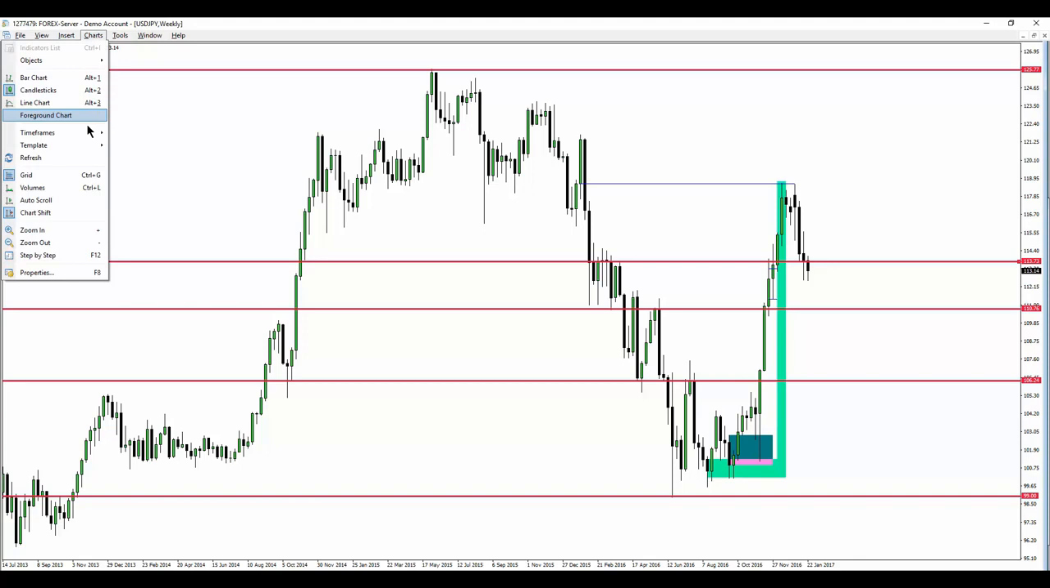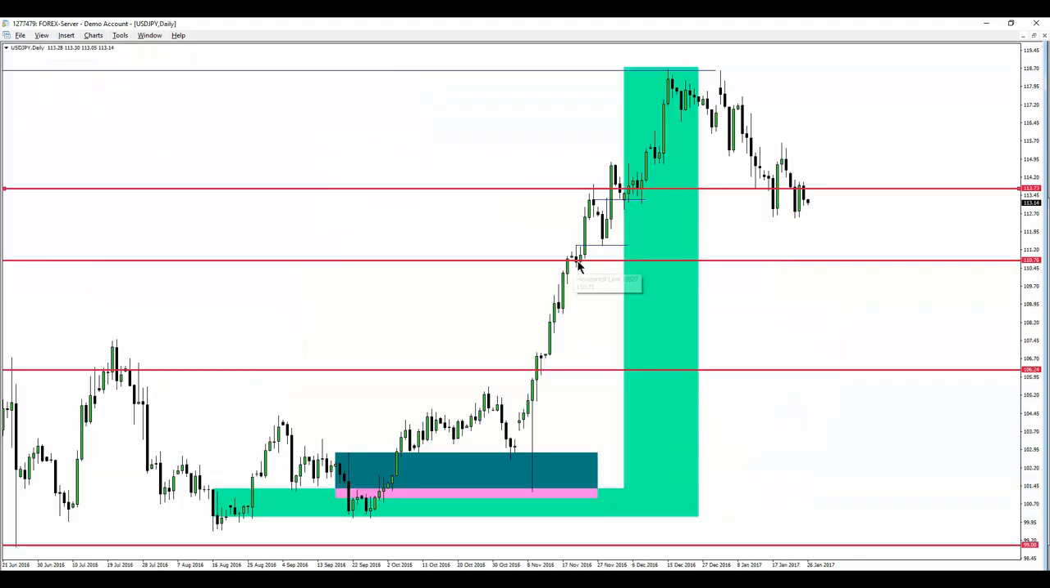So if we go out to the daily again, you can see there's that order block right here. And here's that order block here, that level, trading right down here.